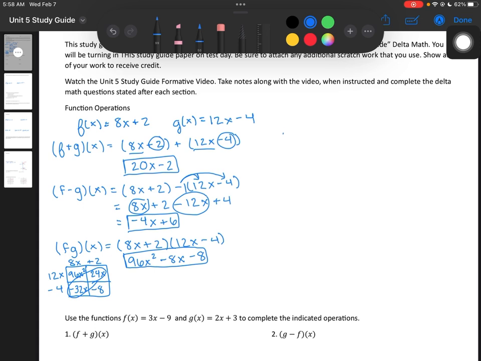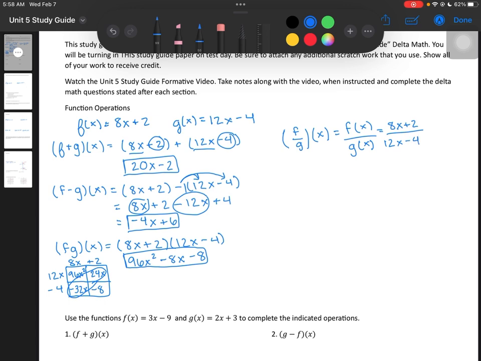So the last of our basic operations is f of x divided by g of x. So when we're dividing a function, again, order does matter, the one that we're putting on top. So sometimes we can think about it like this, like f of x over g of x. So here, I'm going to write our f of x function on top, g of x function on the bottom.